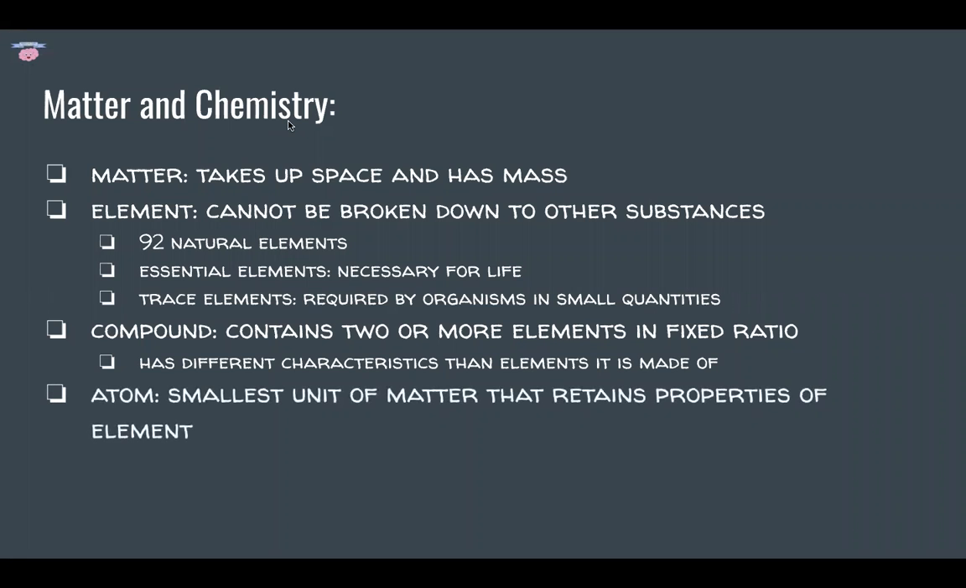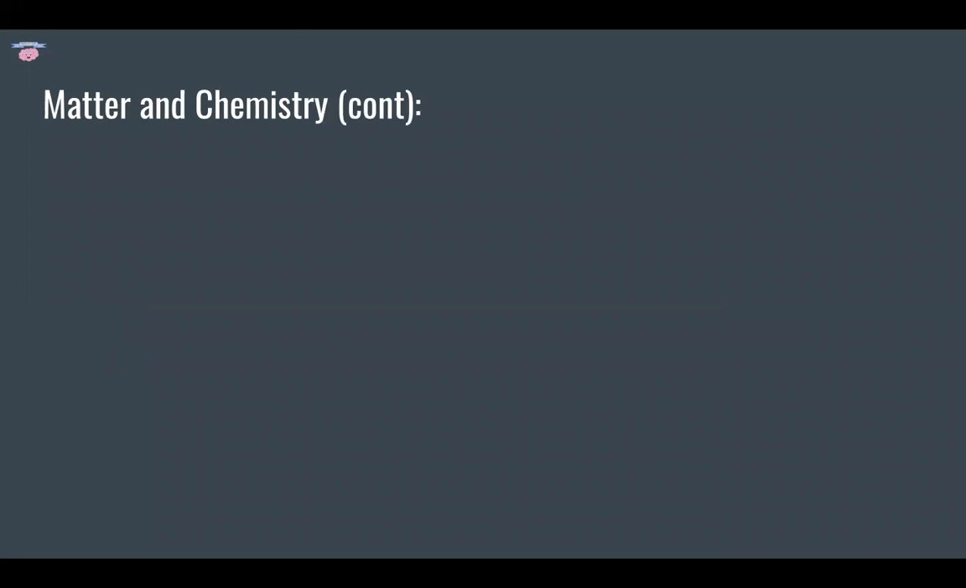An atom is the smallest unit of matter that retains the properties of an element. So one atom is just one unit of element. Because an element cannot be broken down, that's a similar definition to an atom. If you break down an atom, you get substances that don't have the property of the element. Subatomic particles make up an atom. Like I said, if you break down an atom, you get subatomic particles. These don't have the properties of the element.